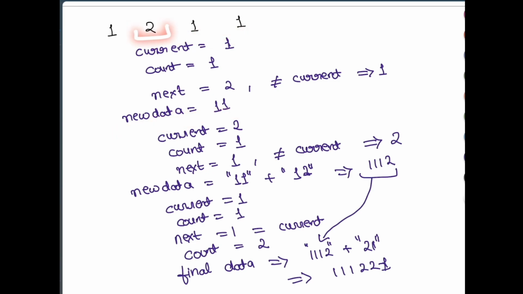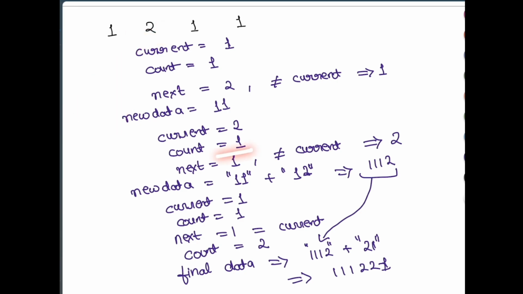The next character is 2, that will become our current character, which is 2. The count will be reset to 1, okay? And now what is the next character? It is 1. The same thing. It is not equal to our current character, which is 2. So 2 is our current character now, and 1 is the next character. So at this point, again, what I am going to do is group this, and then add its result to my new data. What is that group?